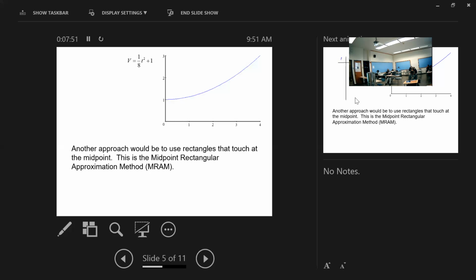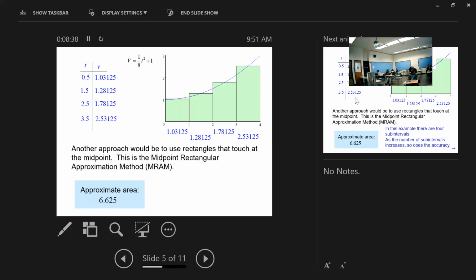We could do MRAM. You've got to be careful. For MRAM, you're taking the midpoint. So the midpoint between 0 and 1 is 1/2. 1/2 becomes the input in there. So you have to square 1/2 to get 1/4. Multiply that by 1/8, you get 1/32. So you get 33/32. Because this midpoint became the input, and it's hitting the curve at the midpoint of the rectangle. Keep going. You get a different answer. But what did you get? You got an answer that was somewhere between LRAM and RRAM.